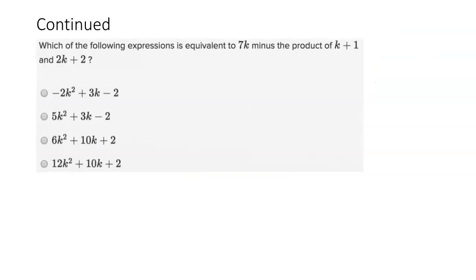Which of the following expressions is equivalent to 7k minus the product of k plus 1 and 2k plus 2? So we've got an algebraic sentence. We need to write it into an algebraic expression. So we'll just run through it from left to right. 7k minus the product. What does the product mean? Result. We're going to multiply k plus 1 and 2k plus 2.